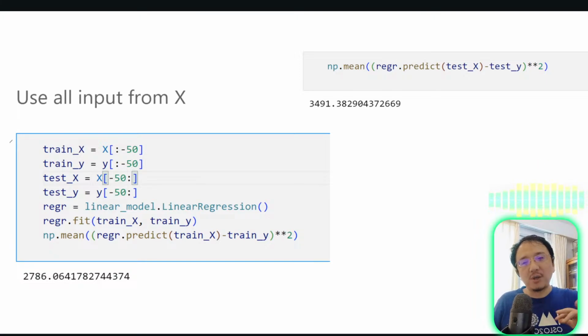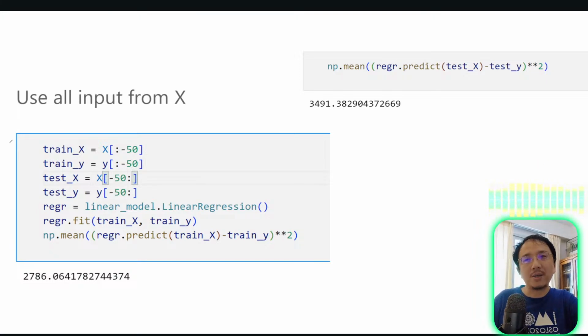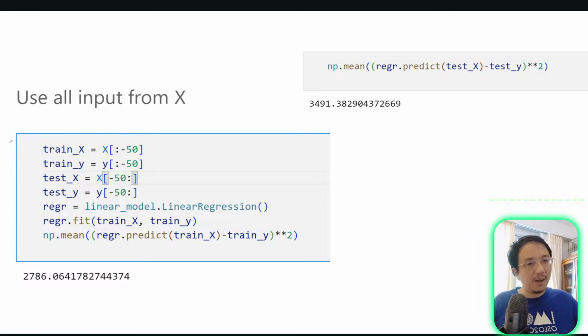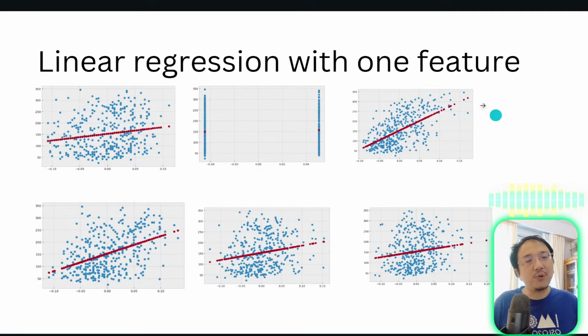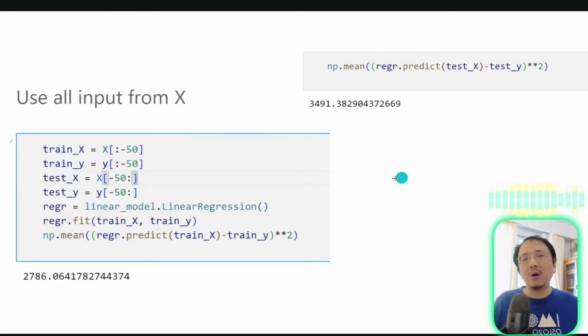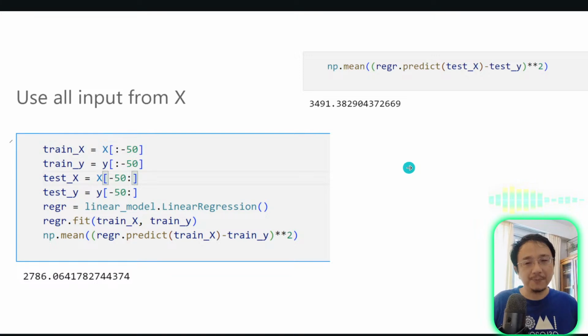Okay, so after we play around with it a little bit, and we probably will get some result for this one feature, and we'll get a loss. This loss can serve as a baseline, because when we do the full input, especially if you are not familiar with it, you probably will do it incorrectly or make some mistakes.